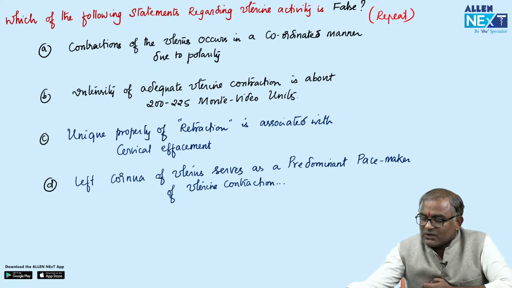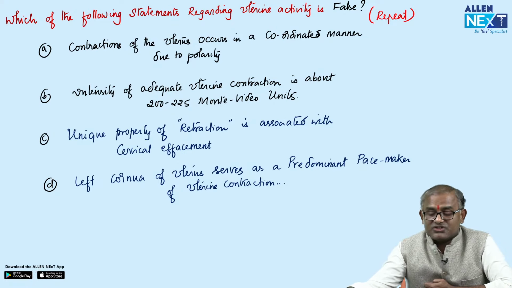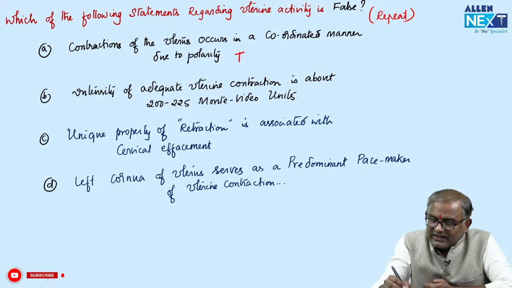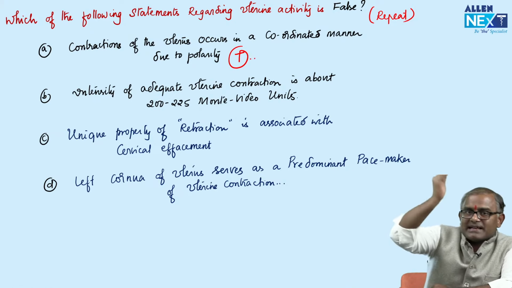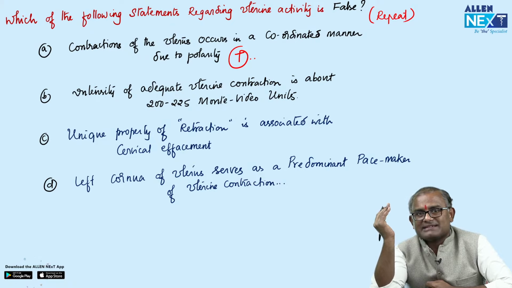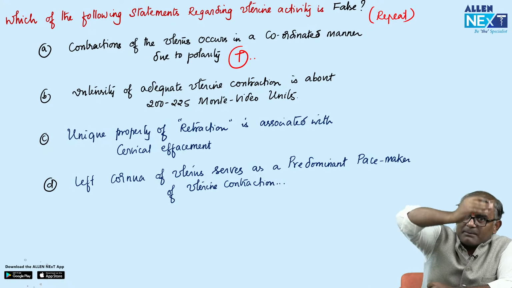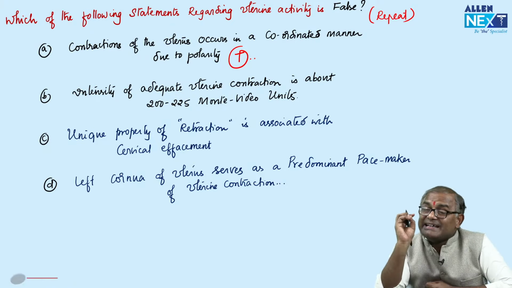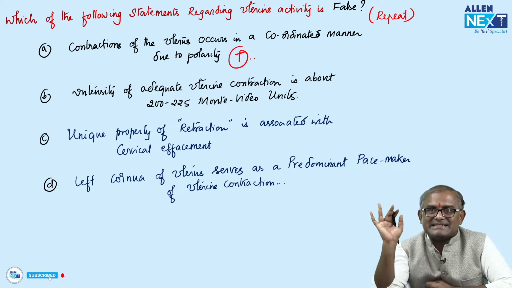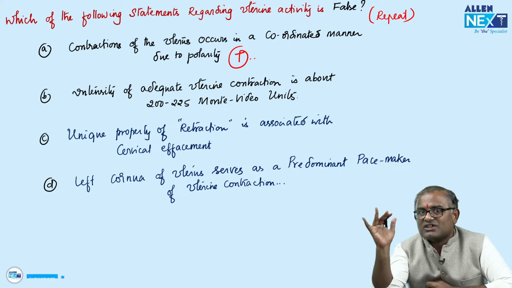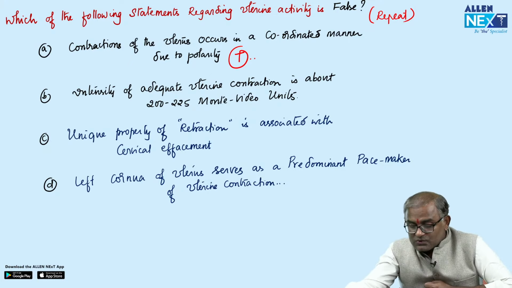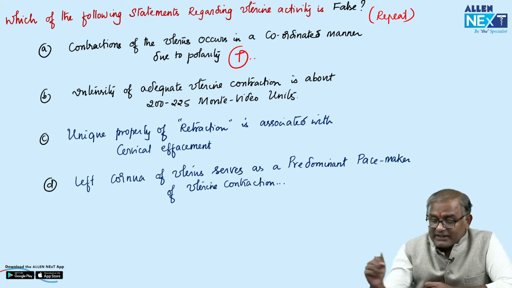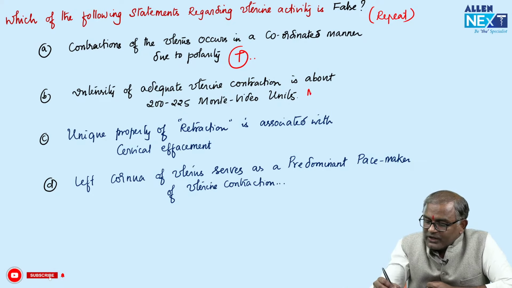I told you contraction of the uterus occurs in a coordinated manner due to polarity. Yes, definitely it is a true statement. I told you what is polarity. Upper segment contracts, lower segment relaxes. So as contraction spreads from upper segment to lower segment, intensity decreases. What is it called as? Polarity. Now intensity of uterine contraction is about 200 to 225 Montevideo units.